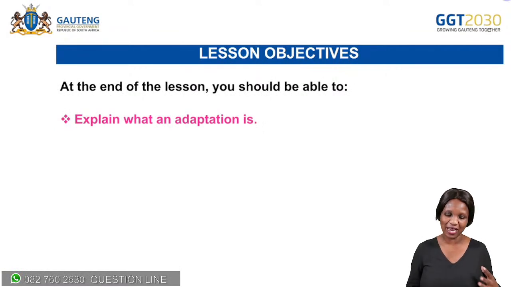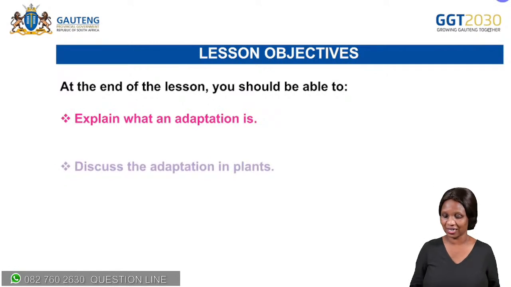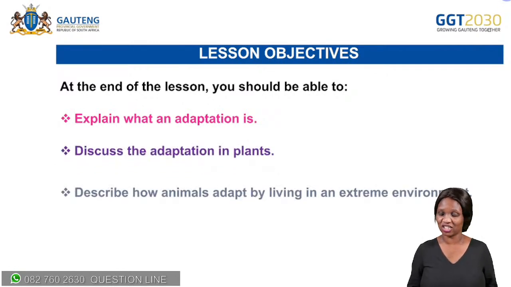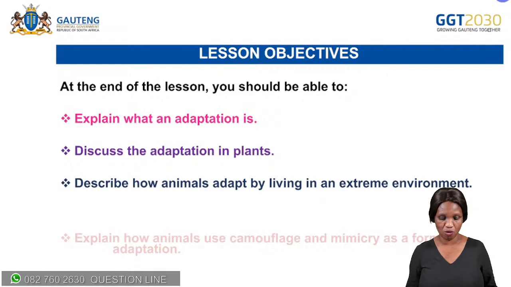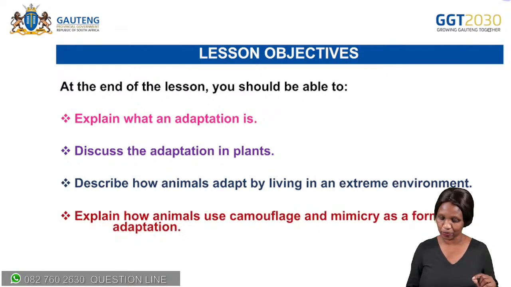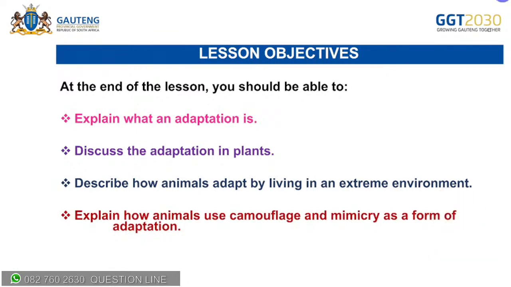We are going to explain what adaptation is, and we are going to discuss adaptation in plants, and we are also going to describe how animals adapt by living in extreme environments, and we are also going to explain how animals use camouflage and mimicry as a form of adaptation. And we get all this from the CAPS document, page 38.